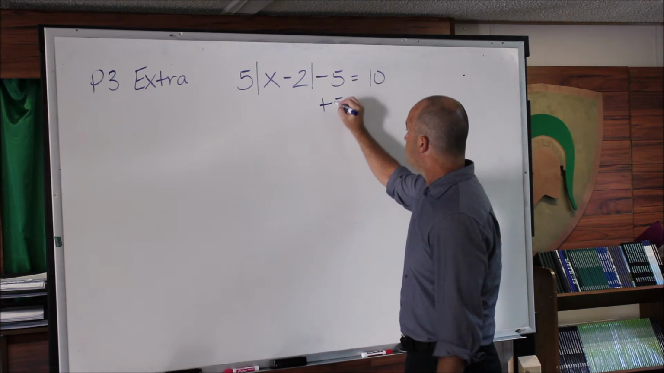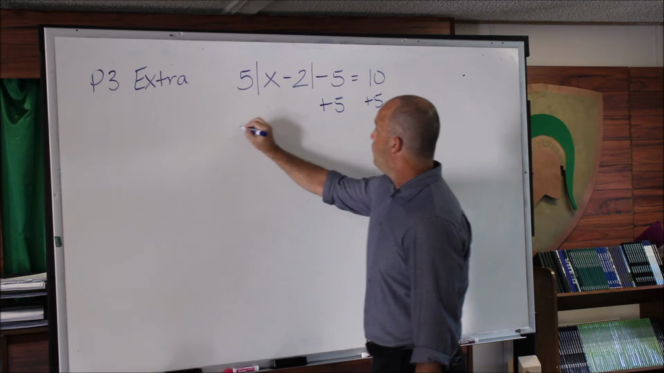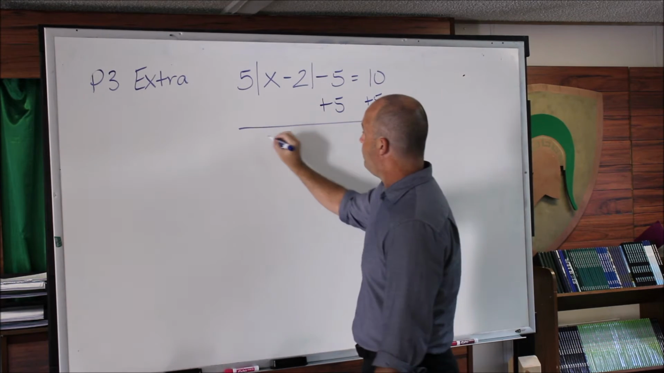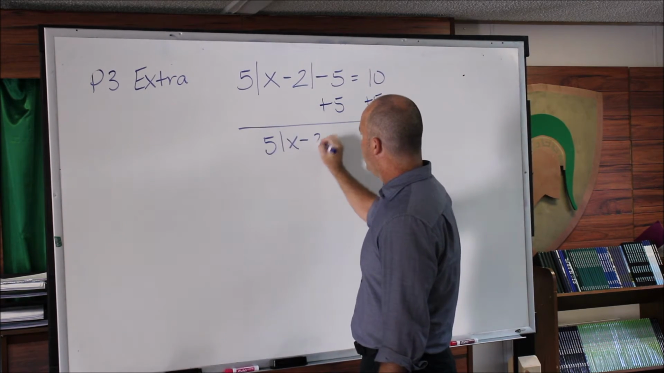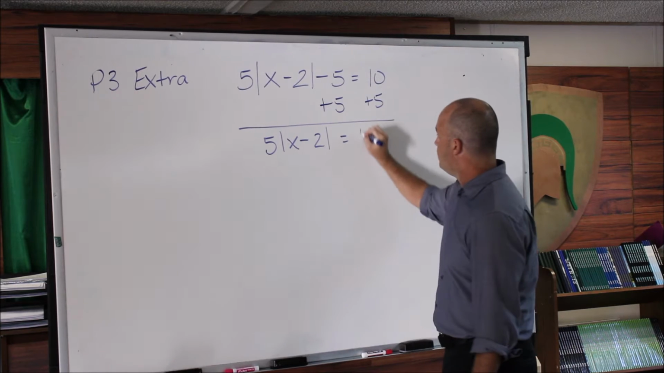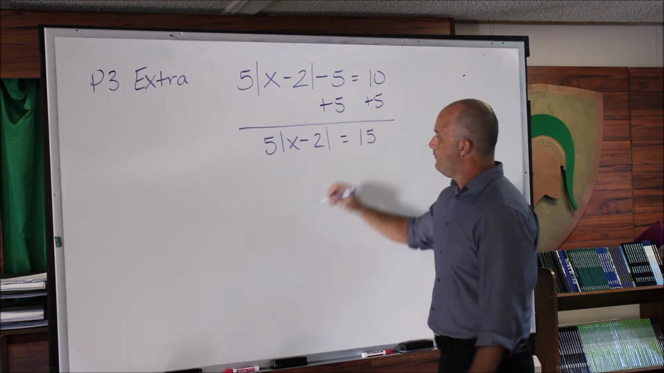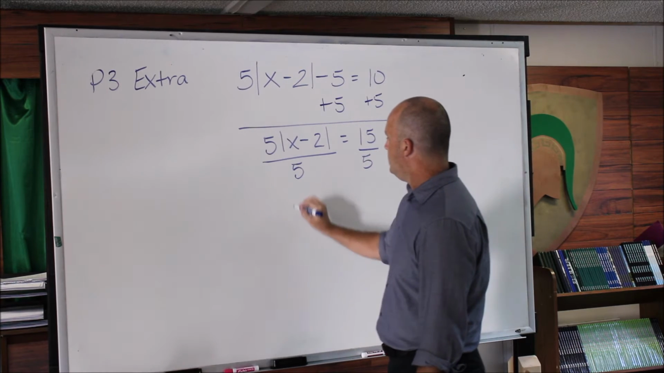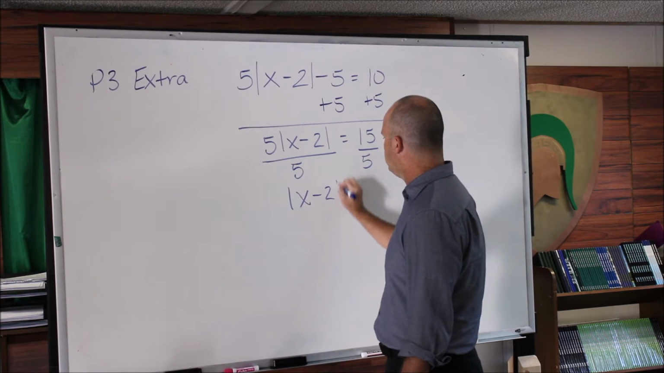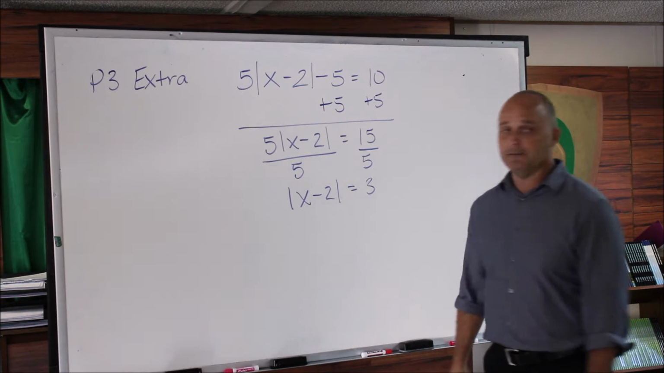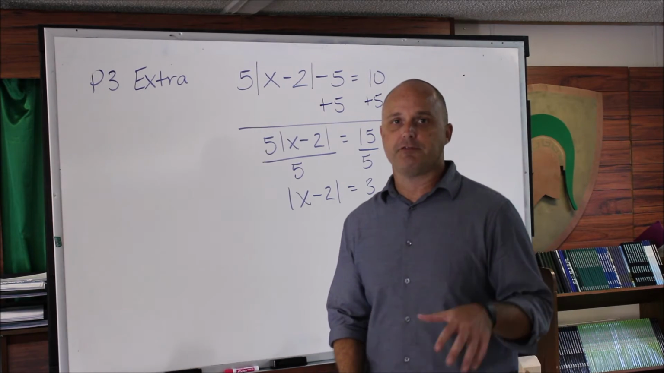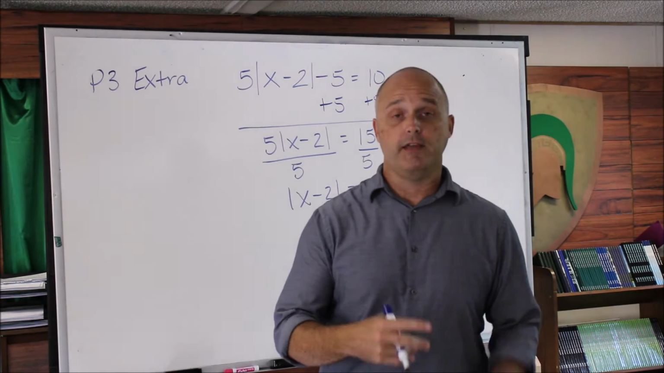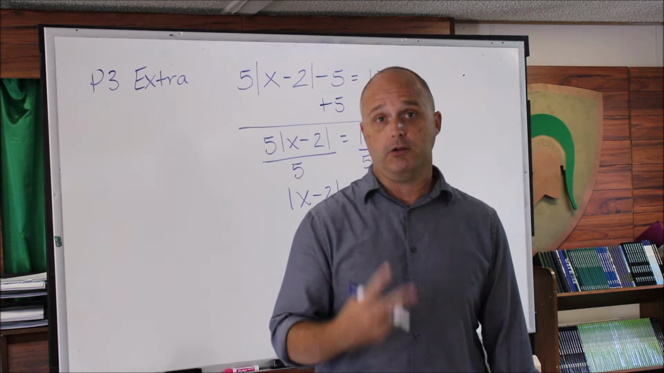So add 5 to both sides. And once we do that, we're now going to have 5 times the absolute value of x minus 2 is equal to 15. Divide out the 5 in order to isolate the absolute value, and now you're going to be left with the absolute value of x minus 2 is equal to 3. At this point, since the absolute value is isolated, you want to then break this down into 2 separate equations.